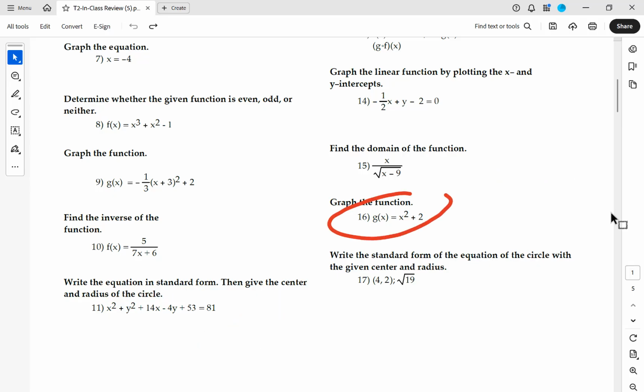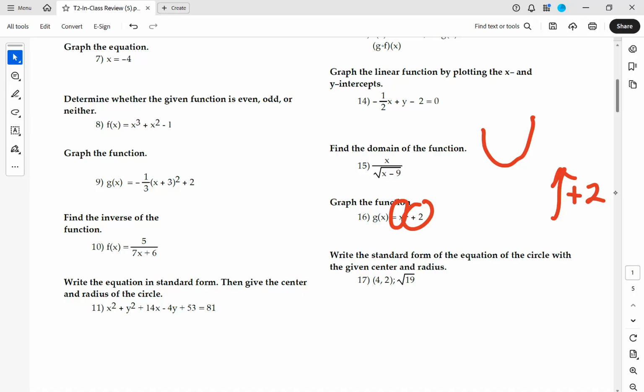Okay, graphing the function. Just be sure you know what all the standard graphs look like. What does the graph of x cubed look like, what does the graph of x squared look like, what does the absolute value look like, etc., etc., and be sure you know the rules. For instance, on this particular problem, the graph of x squared is a U, and adding 2 would bring the U 2 units upwards.